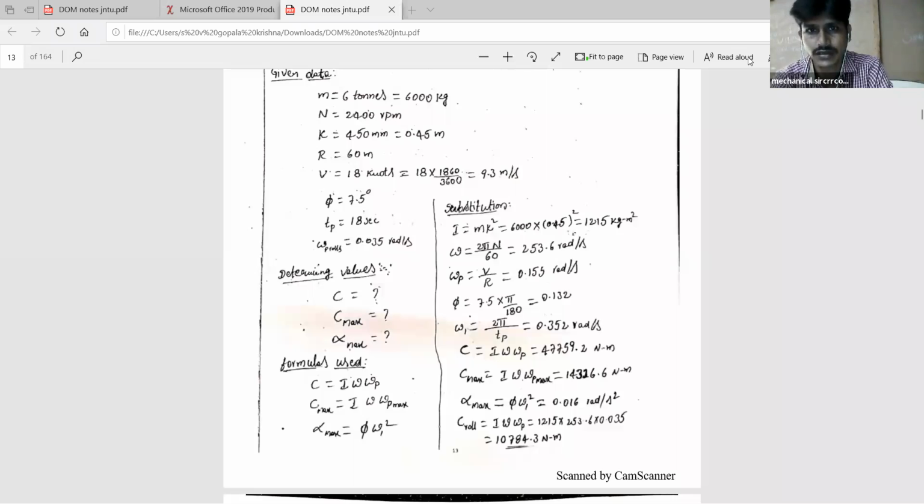Please mute your mics. So now all of you observe that C equals I omega omega P. I value is 1215, omega is 253.6, and omega P is 0.155. When we substitute all the values, we get the gyroscopic couple during the steering, that is 47,759 Newton meter. 47,759 Newton meter.